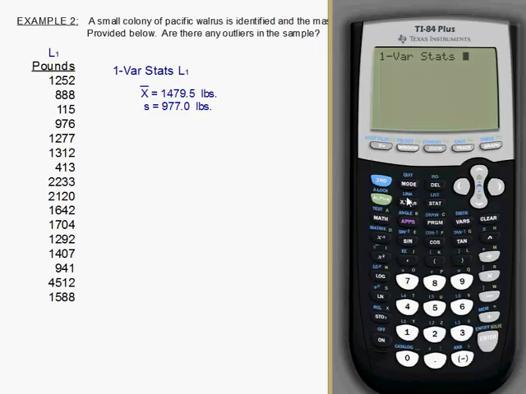We're in one variable statistics, so let's choose one var stats. We need to tell it which list we're using, which in this case is L1. And we hit enter, and look what happens. It gives us a whole list of measures without having to do any other calculations. Here's our x bar, this is our sample mean. Sx is our sample standard deviation, so we just use S for that.